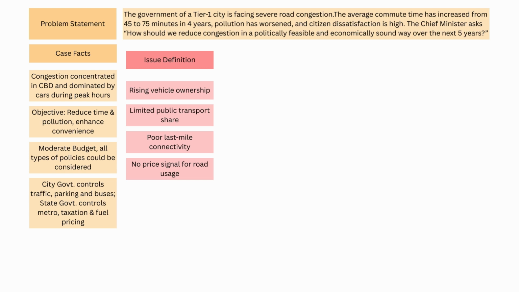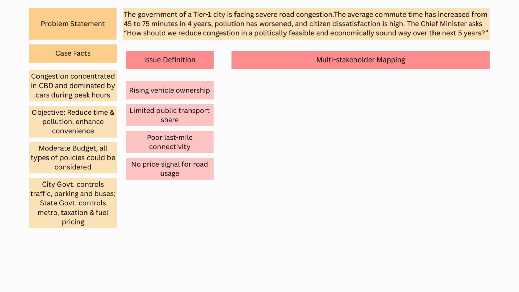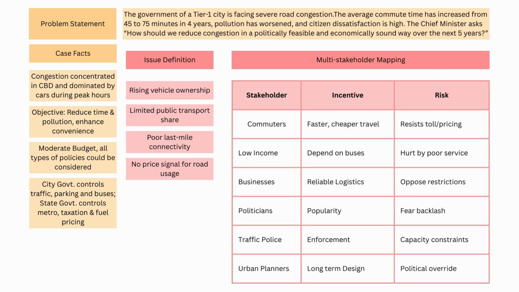Next, let's look at the multi stakeholder map. Commuters want faster and cheaper travel, but they strongly resist tolls or congestion pricing. Low income groups depend heavily on buses, and they suffer the most when public transport quality is poor. Businesses care about reliable logistics and deliveries, but often oppose restrictions on vehicle movement. Politicians want to stay popular and fear voter backlash from unpopular policies. Traffic police are responsible for enforcement but face serious capacity and technology constraints.